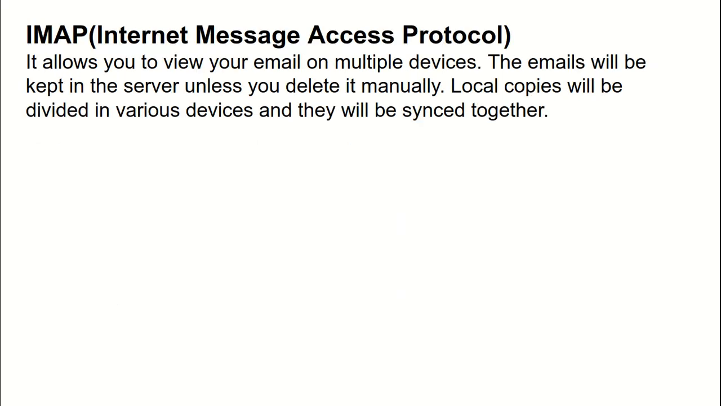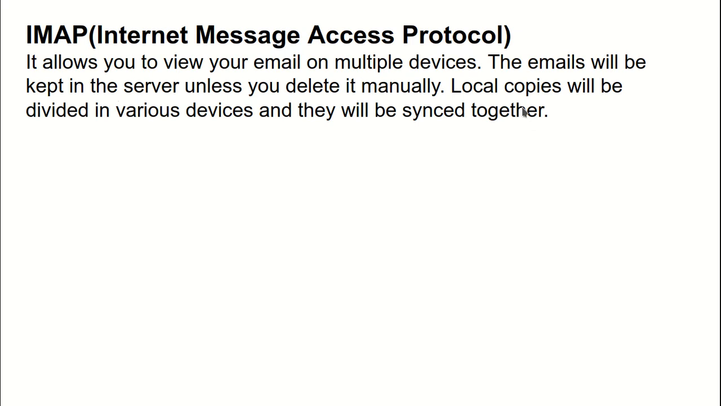To answer this, the IMAP, Internet Message Access Protocol, comes into the picture. Basically, it allows you to view your email on multiple devices. The emails will be kept on the server unless you delete them. Let's say you send an email from your laptop. Your mobile phone will also contain that email. Your iPad will also contain that email. The emails will be present on the server unless you delete them manually.